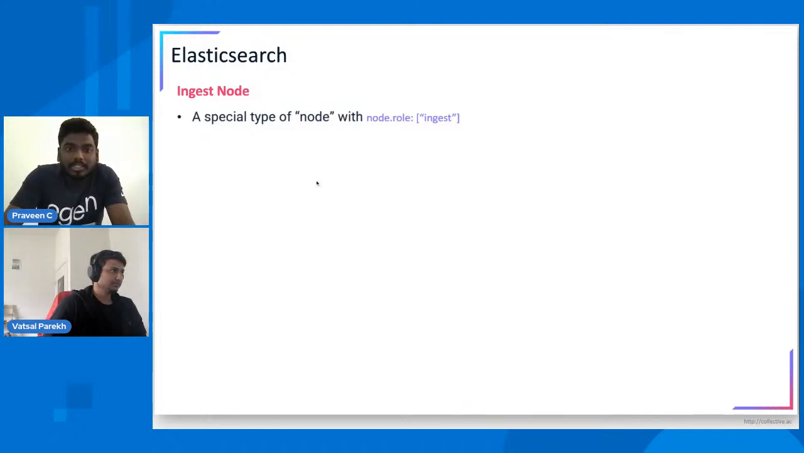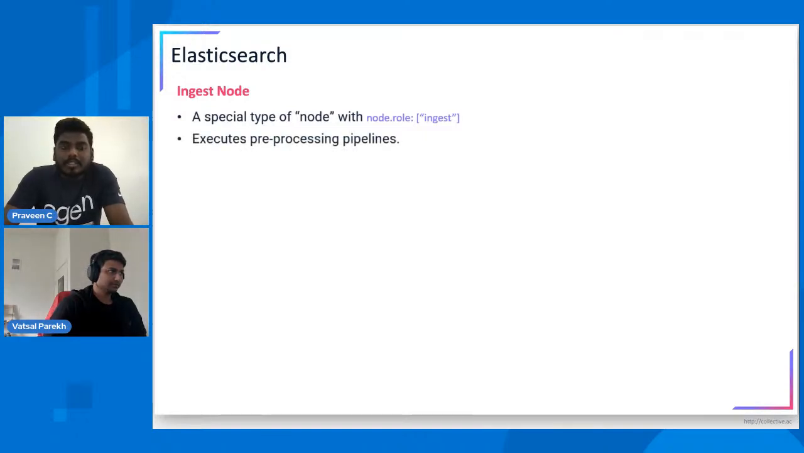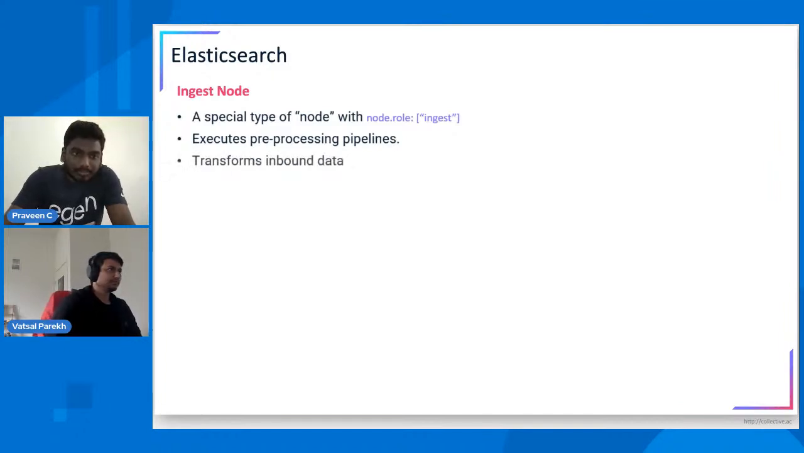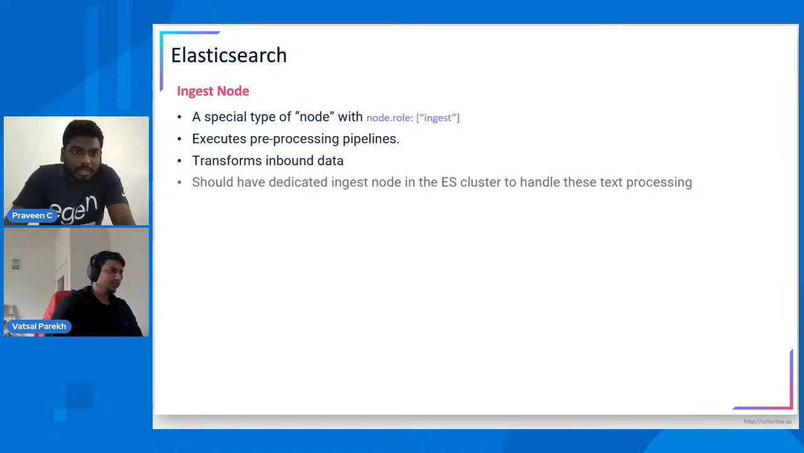We just have to set the ingest role in node.role in the setup, and this node spins up. This ingest node executes the pre-processing pipelines we were speaking about earlier, like lowercase, removing fields, and transforming the data into whatever format we need based on use cases. We can handle that in the processor. That's what we're talking about, it transforms the inbound data.